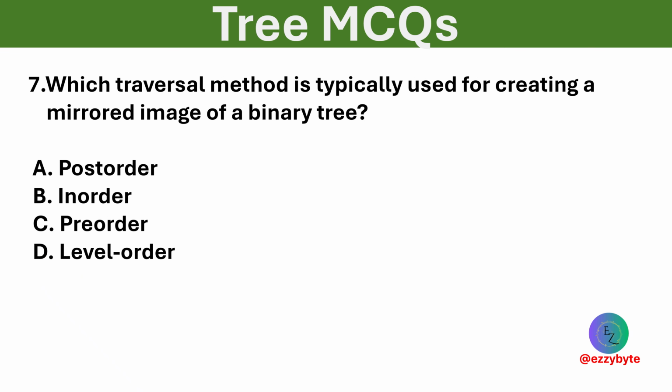Which traversal method is typically used for creating a mirror image of a binary tree? Options are post order, in order, pre-order, and level order. Option A is correct. Post order traversal processes children before the parent, making it suitable for constructing a mirror image of a binary tree.